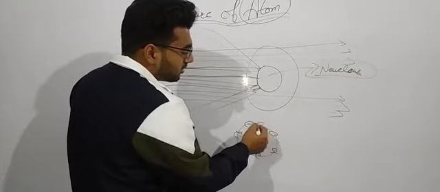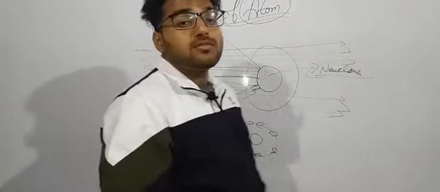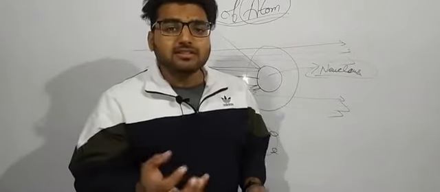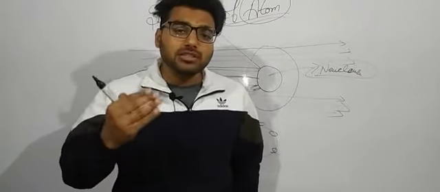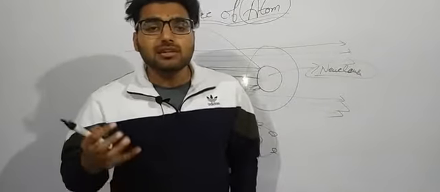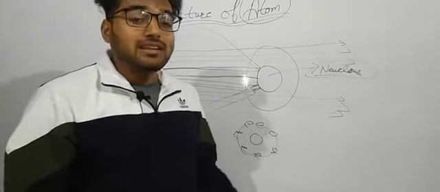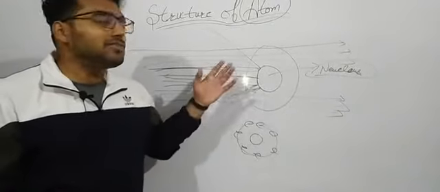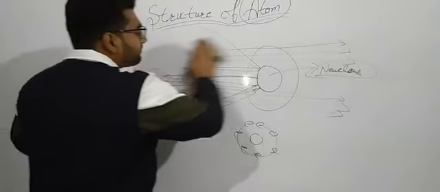But there was a contradiction. The other scientists asked him that if the electrons are revolving around the nucleus, they must be accelerating and losing some energy. And if electrons are losing energy, they must be falling into the positively charged nucleus and the atom must be destroyed. But that was not happening. So Rutherford couldn't explain that. That explanation was given by Bohr.